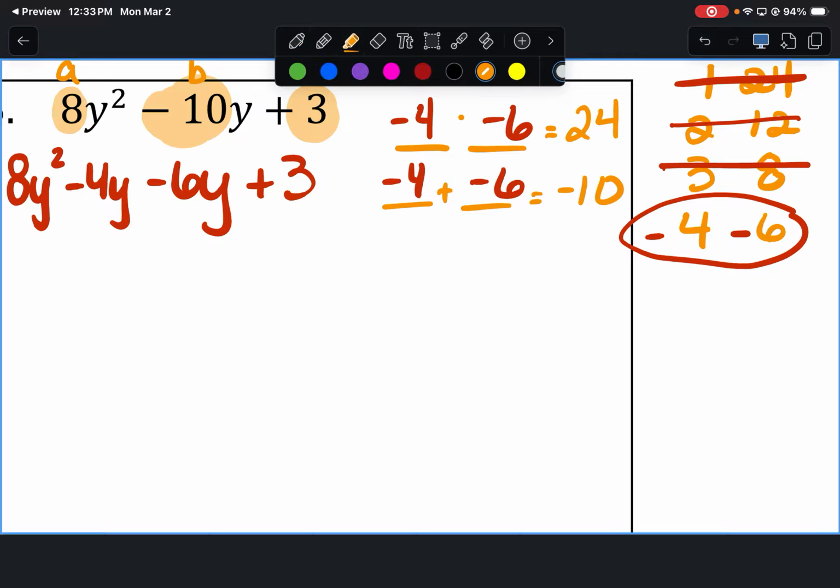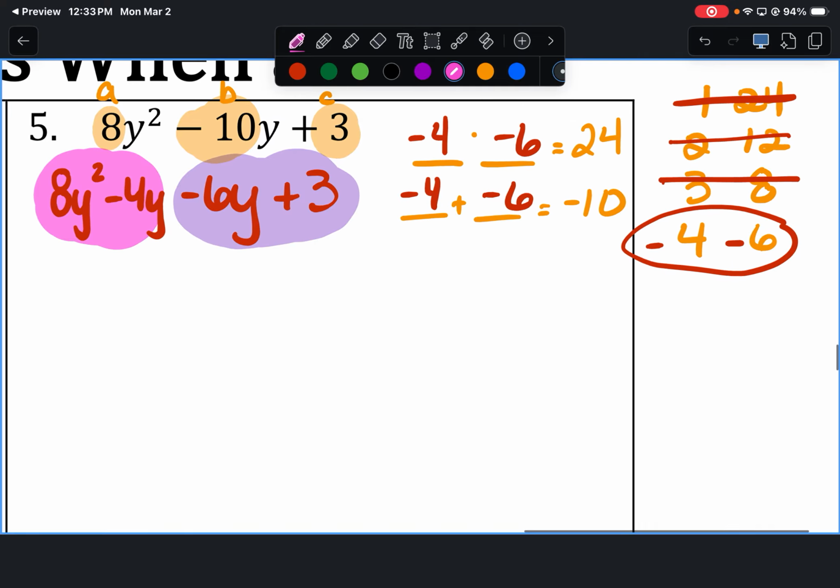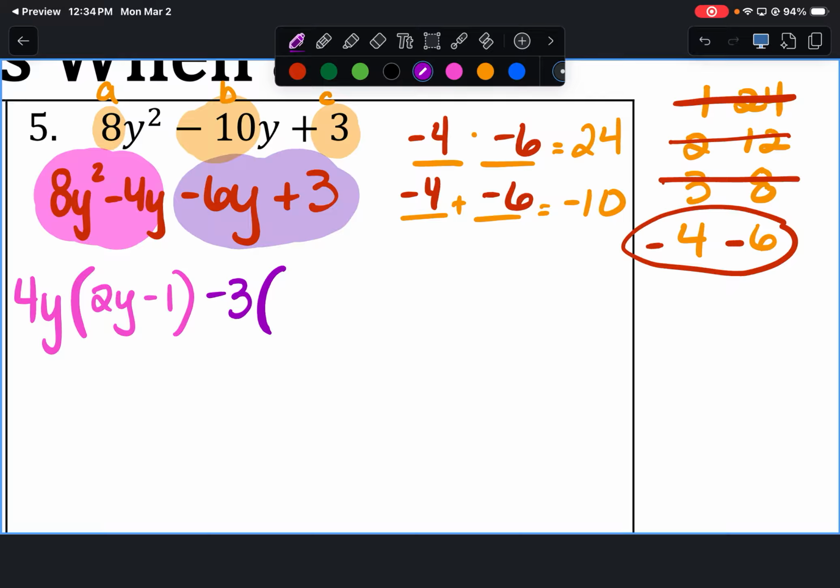Okay, then we're just going to factor by grouping. So we're going to group the first two together, and we're going to group the last two together. So when I group the first two together, what is the GCF of 8y squared minus 4y? 4y. Which is going to leave us with 2y minus 1. Okay, for the second half, what is our GCF going to be? Negative 3, which leaves us with?